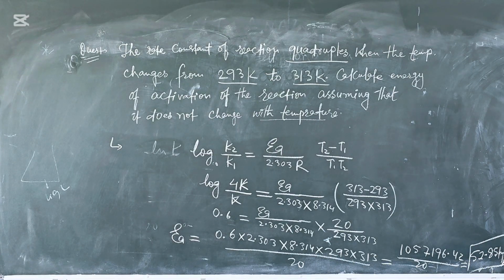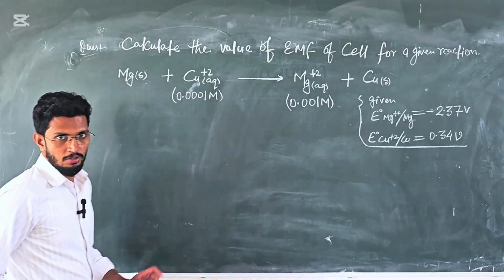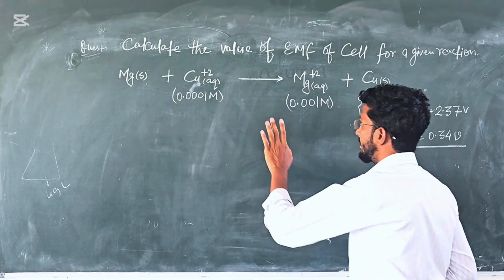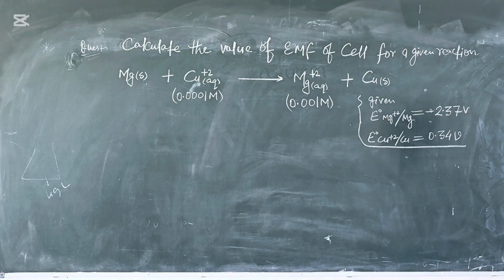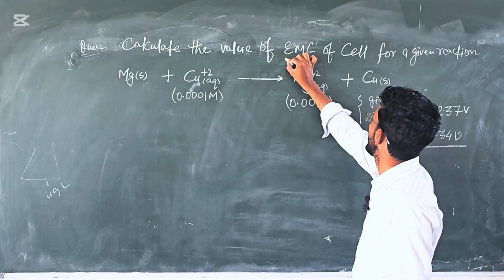52.85 kilojoule per mole is the answer. Okay, hope you got that. Now, if you see the next question, it is given: calculate the value of EMF of the cell. That is E cell. We have to find out the value of E cell.